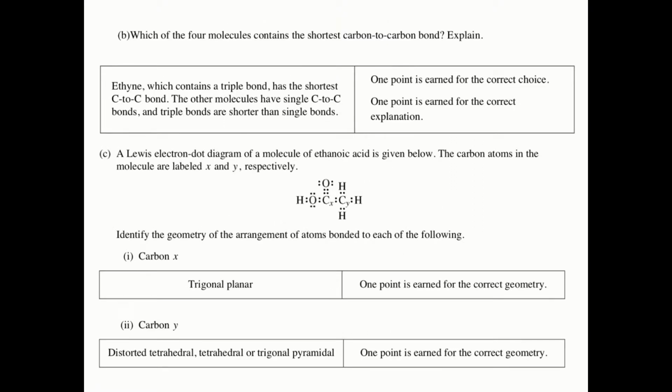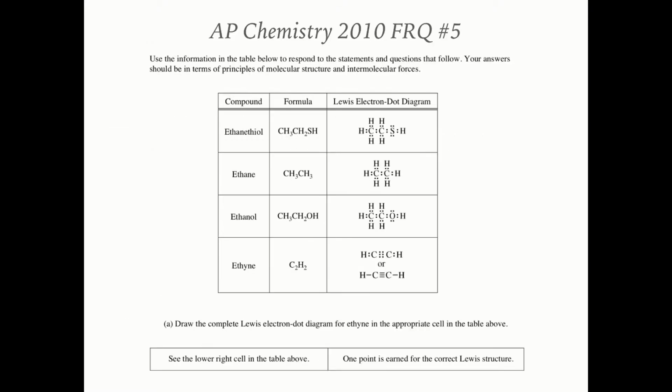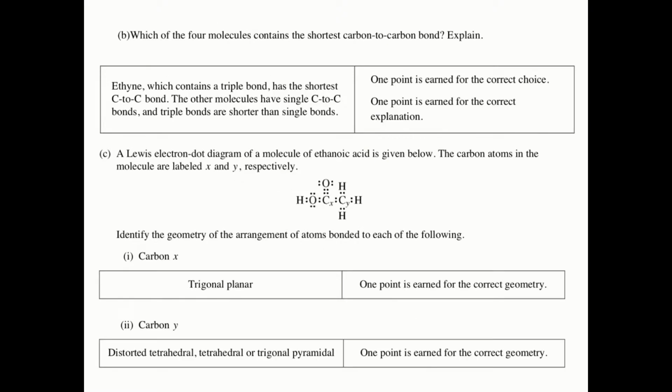And B, it says which of the 4 molecules contains the shortest carbon-to-carbon bond. So you get 1 point if you tell them ethyne, and the reason why ethyne has the shortest carbon-to-carbon bond, if you look at it, it has a triple bond, while all the other ones have only a single bond or a double bond. So remember, a triple bond is going to be stronger than a single or a double bond, and it is going to be shorter. So you get a point for explaining that.